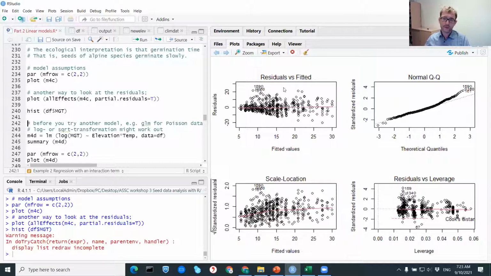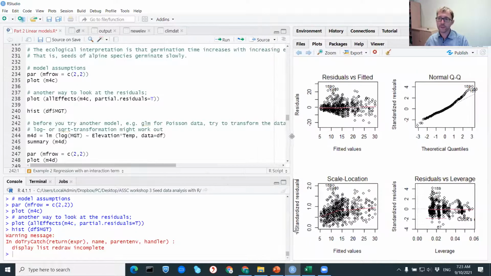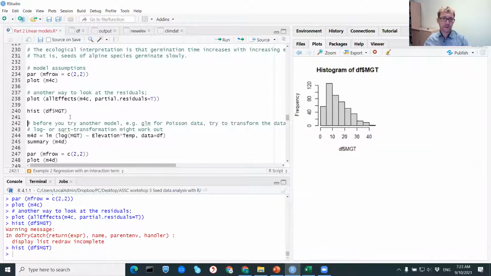But like I said, it's a borderline case, and before you select a more complicated model, you might also try modifying your data. And we know that this problem with skewness can be solved by applying a logarithm transformation to the data.